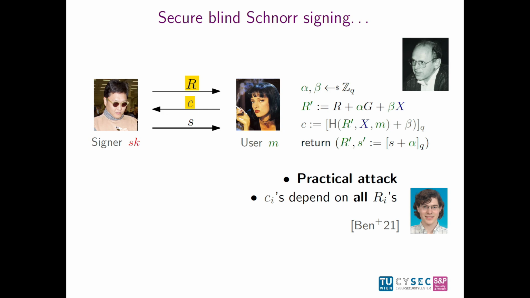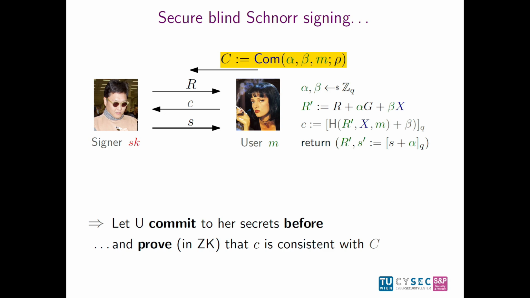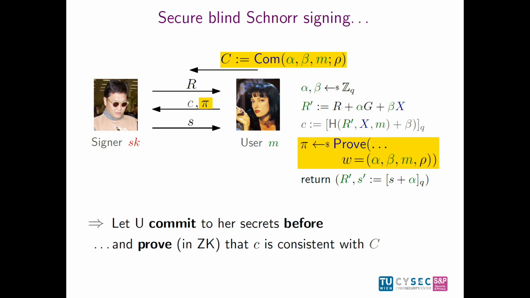So what you can do to break this link between C and R is that you have the user first commit to her secrets by having an additional first round in the protocol. And then when she sends this challenge value C, she has to accompany it by a zero knowledge proof that C was computed correctly with respect to the values that were committed. So this makes the attack impossible because the user has to implicitly commit to what C she's going to send later.